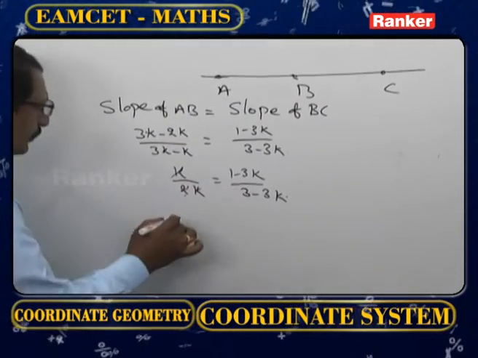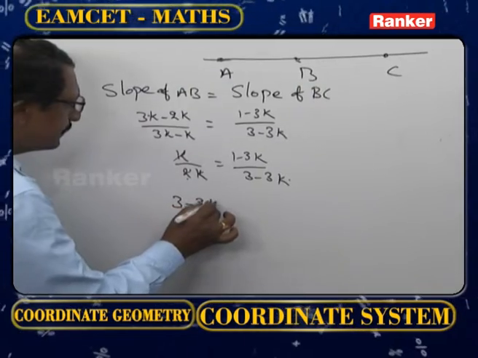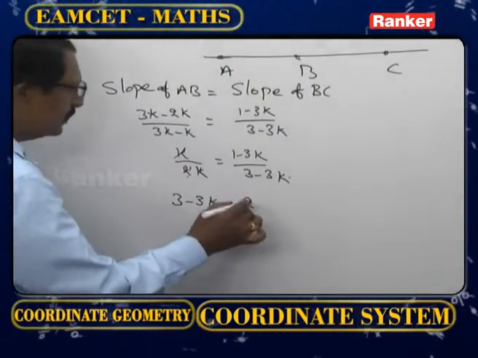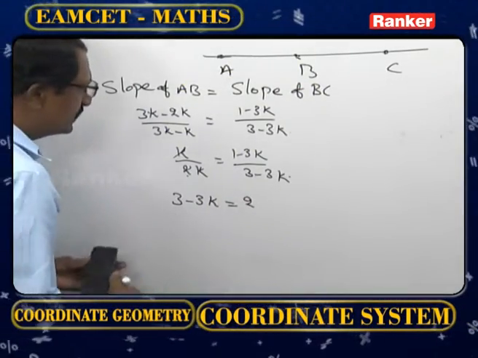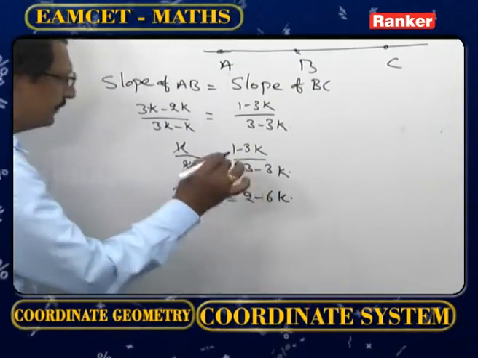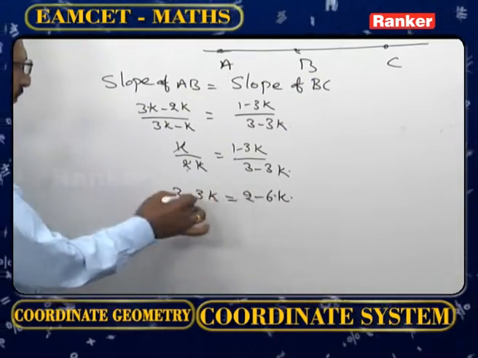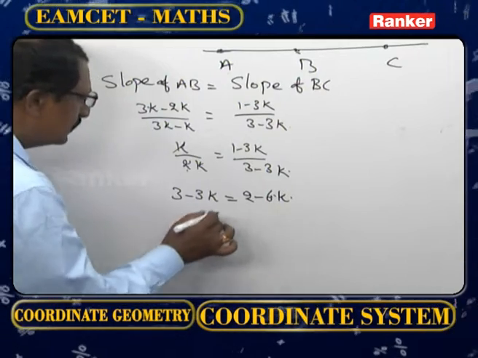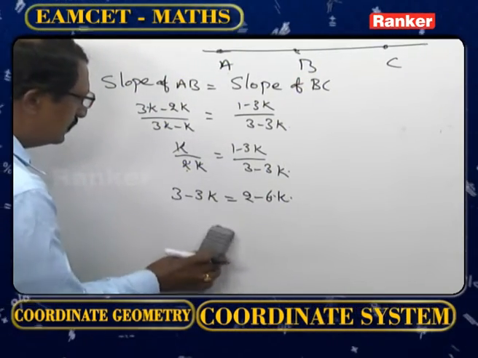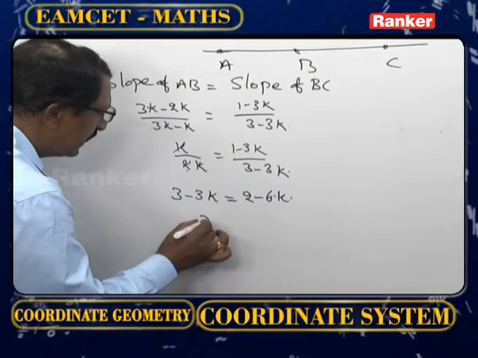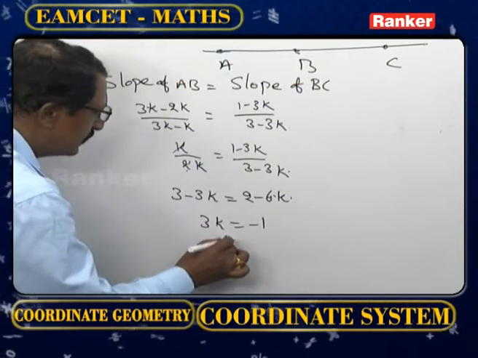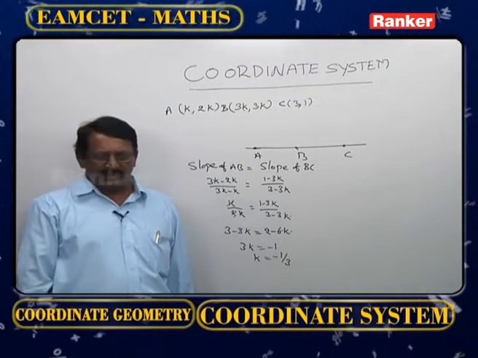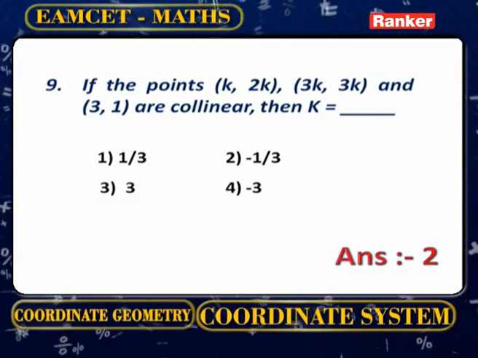Now cross multiply, we get 3 minus 3k equals 2 minus 6k. Now take k terms one side, remaining other side, we get 3k equals minus 1. Now k equals minus 1 by 3. Second option. Now next problem.